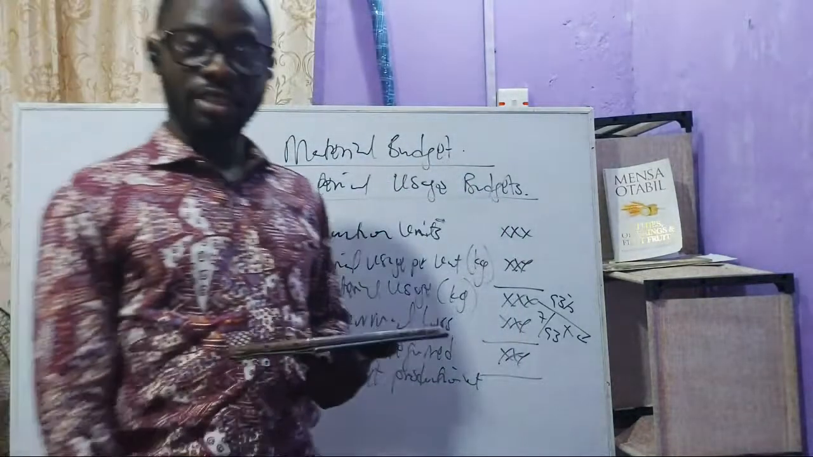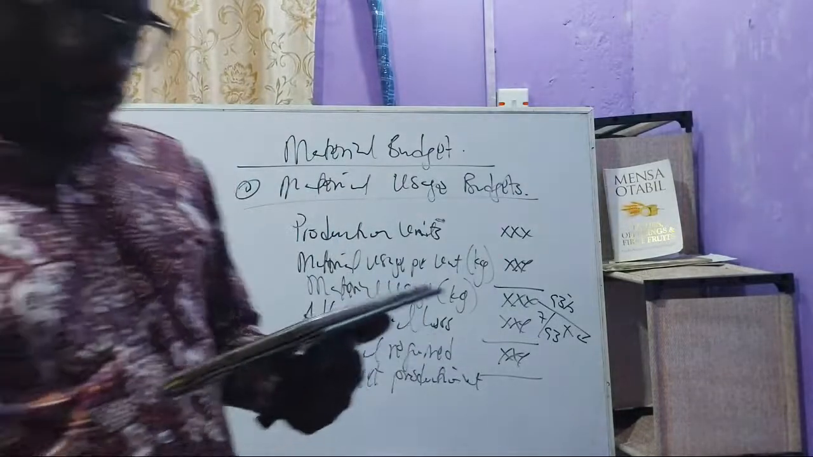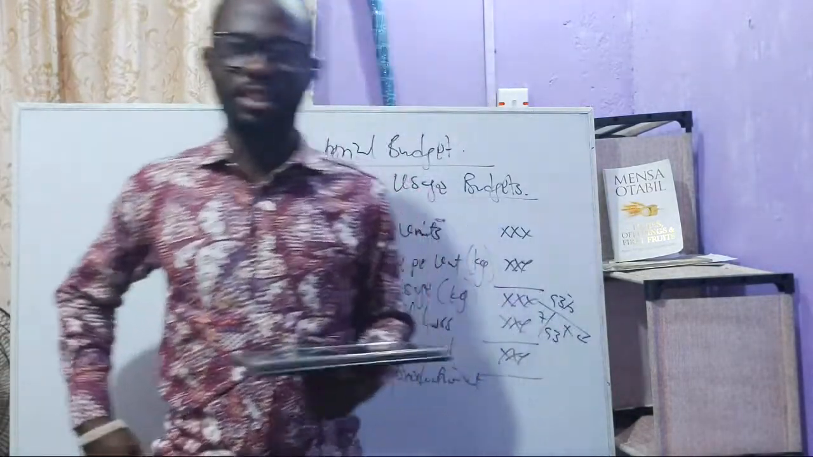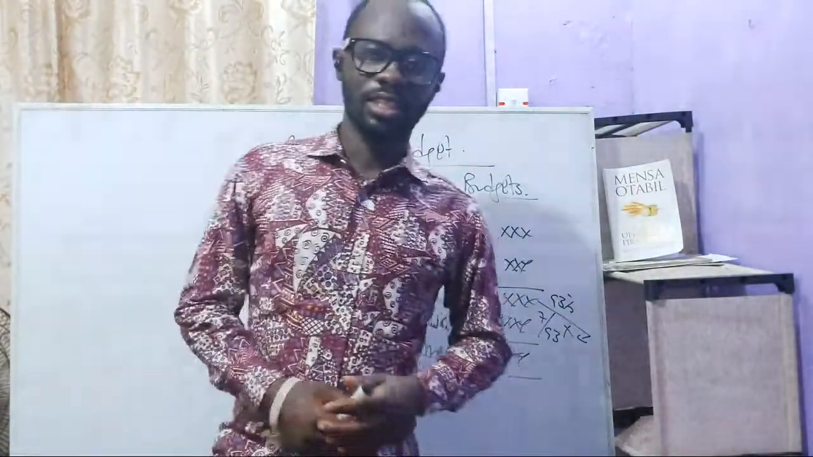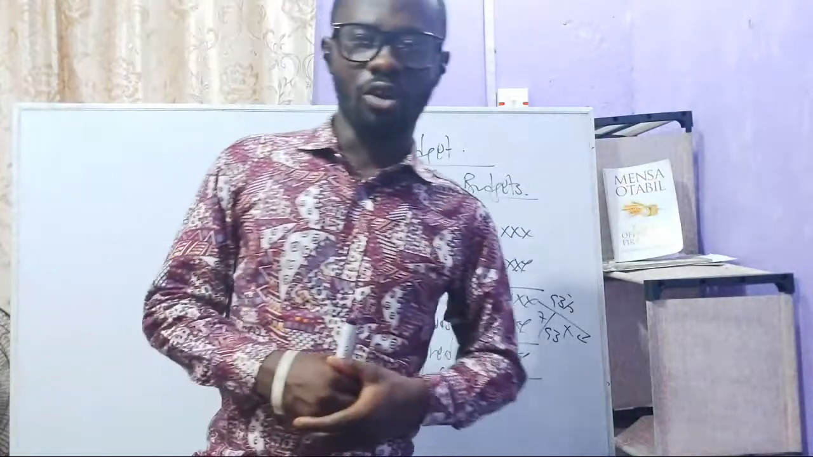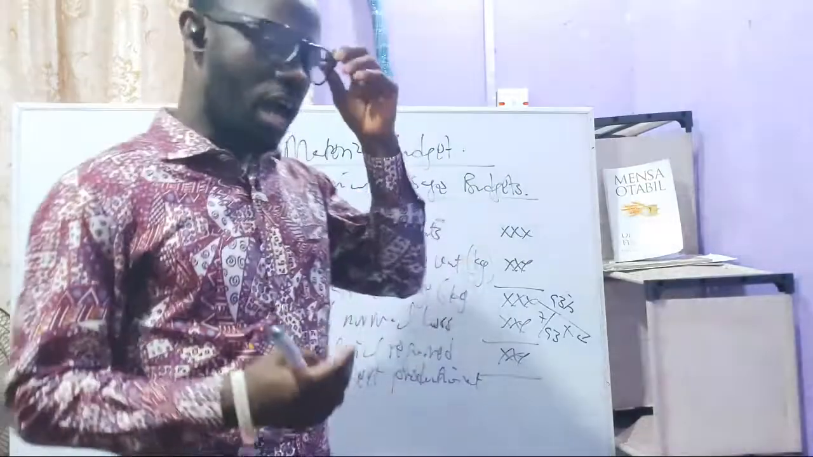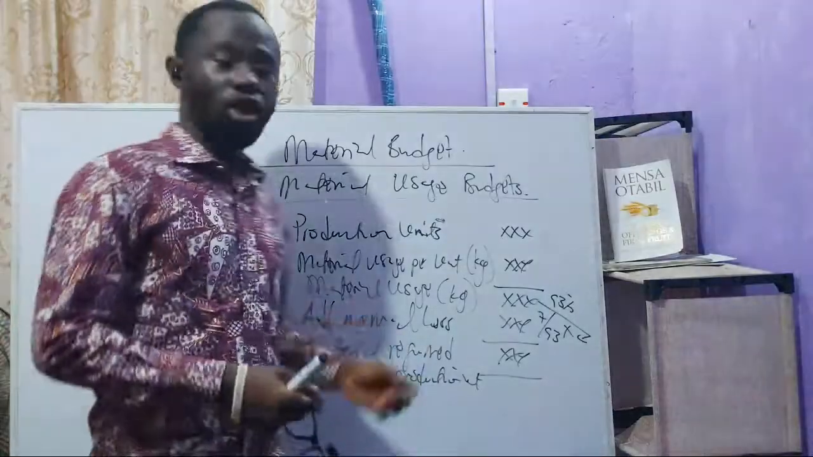Okay, Mustafa is asking, what about abnormal wastages? How to incorporate it in the budget? Normally, when we are preparing the budget, we cannot assume for abnormal wastages. The only thing we can assume for is the normal loss.